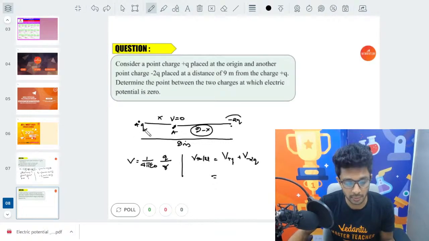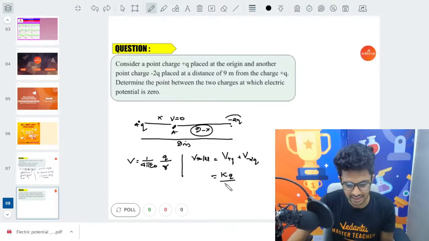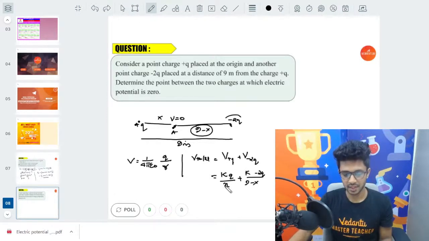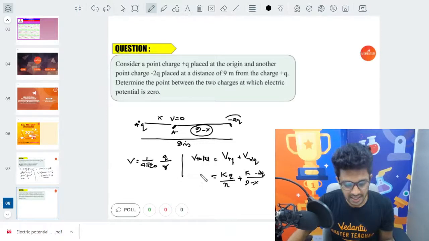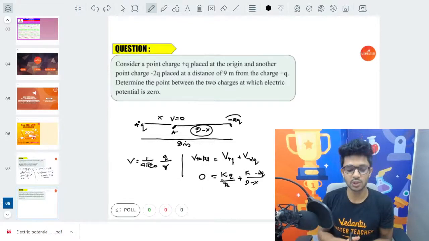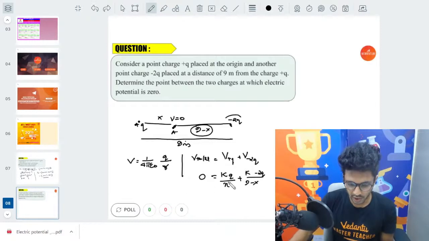So the potential from the plus q is equal to 1 by 4 pi epsilon 0, which I'll write as k, times the charge q divided by the distance x, plus the potential produced by minus 2q. The charge is minus 2q divided by the distance from minus 2q to the point A, that's 9 minus x. At the point A, it is given that the net potential is 0. So rearranging, if I take the negative to the left, k 2q by 9 minus x is equal to kq by x.